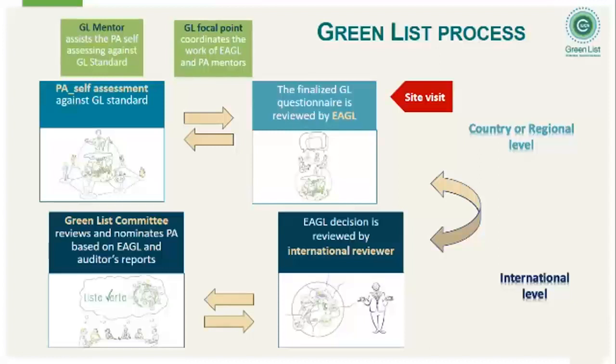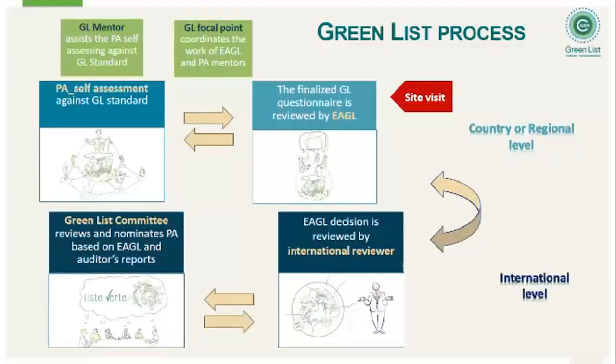international reviewer. This reviewer is not a staff of IUCN, it's a staff of an independent organization, an auditing organization, totally independent. The role of the reviewer is to first look at the content of the Green List application to make sure that everything is in order, and also to look at the way the EAGLE has worked to make sure that they were complying with the procedures that are described in the IUCN Green List manual. If the reviewer needs more information, he can ask for clarification from the EAGLE or the protected area again until he is completely satisfied, and then he will proceed again and send his report and the Green List application to the last step, which is the IUCN Green List Committee.